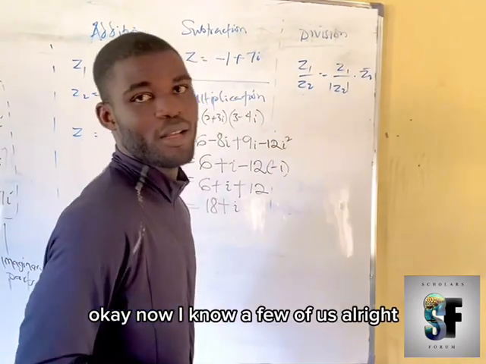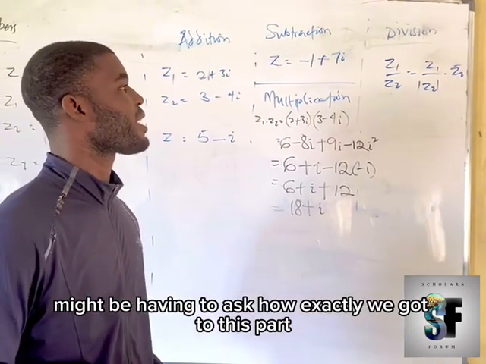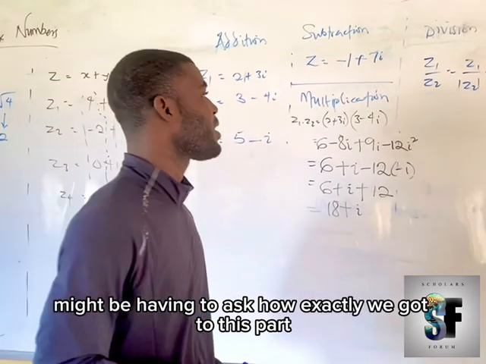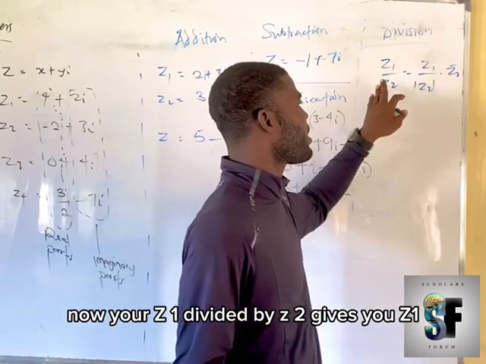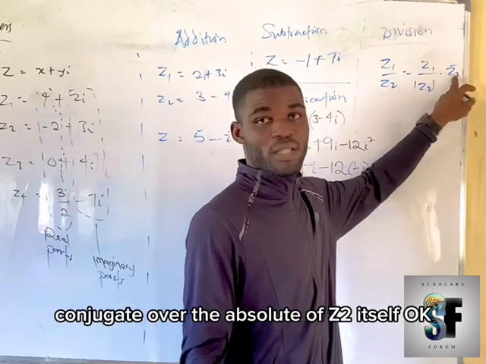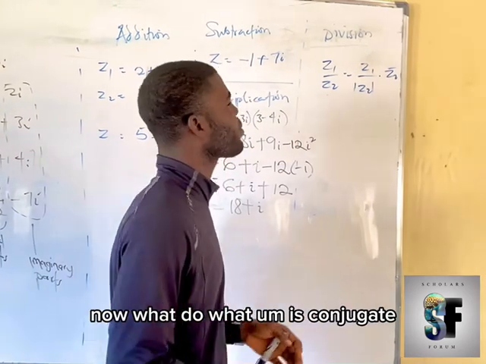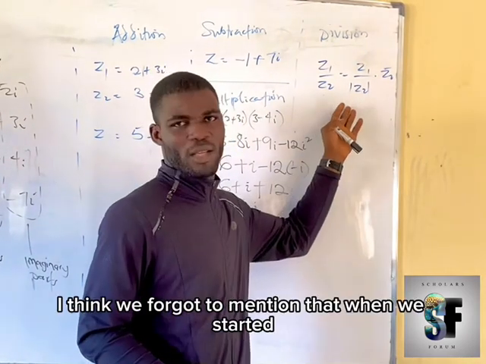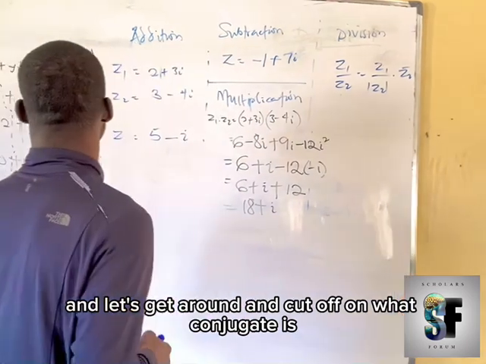Okay? Now, I know a few of us might be wondering how exactly we got to this part. Let me explain this formula again. Your Z1 divided by Z2 gives you Z1 multiplied by Z2 conjugate over the absolute of Z2 itself. Okay? Now, what is conjugate? I think we forgot to mention that when we started. Let's quickly catch up on what conjugate is.